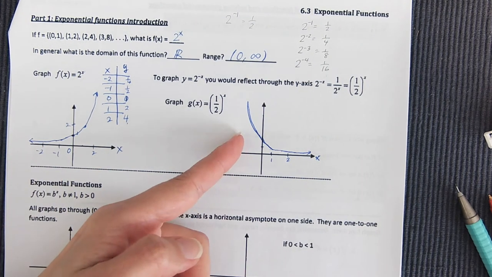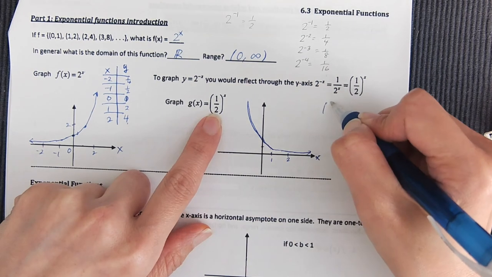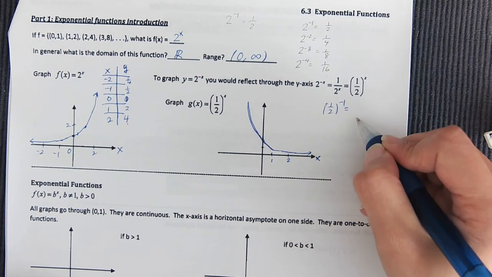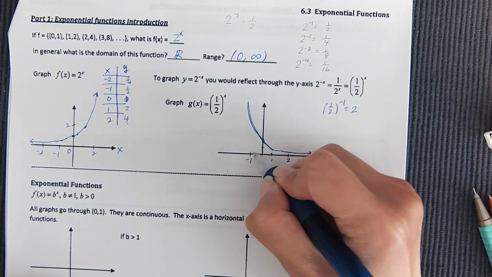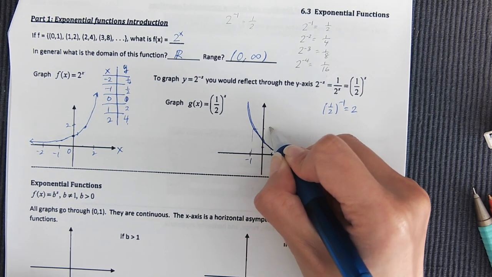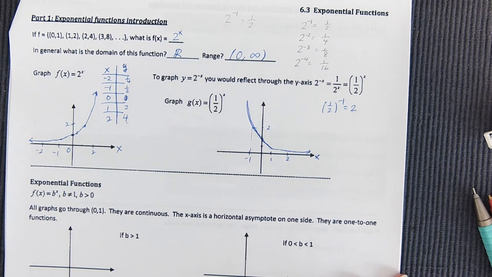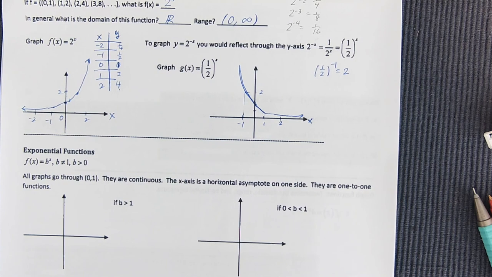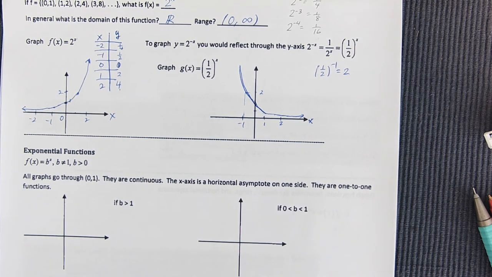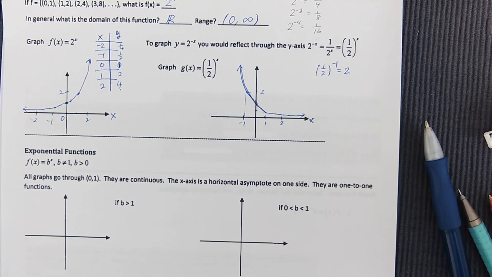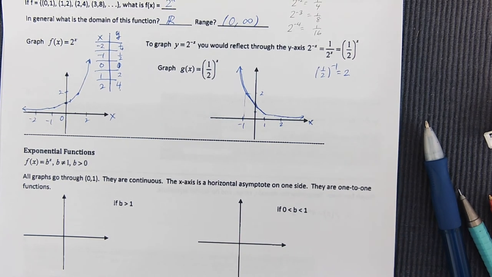It's just flipped. Because if you put 1 over 2 to the negative 1 power, you flip it over, and it becomes 2. So if you put in the negative 1, it becomes 2. So the graph is flipped. That's what this means. Does that make sense, you guys? So whenever it's a fraction, it'll always be flipped. That's right.